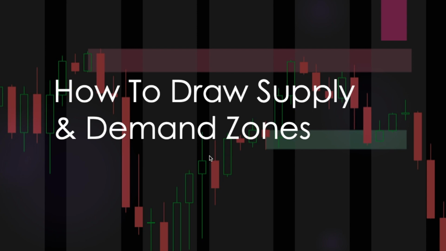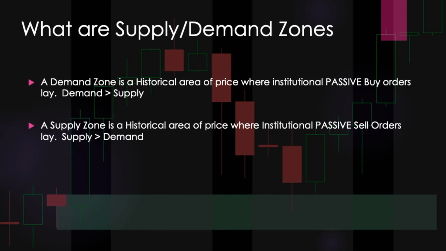Today I will show you a very easy way to identify supply and demand imbalances. So a demand zone is a historical area of price where institutional passive buy orders lay. In other words, demand is greater than supply. On the other hand, a supply zone is a historical area of price where institutional passive sell orders lay. So therefore, supply is greater than demand.